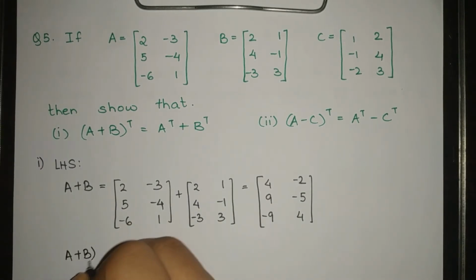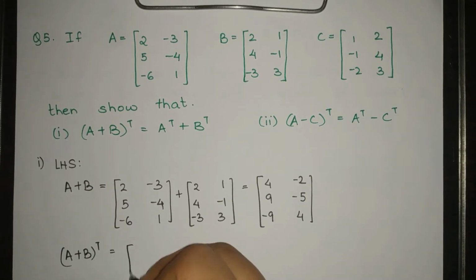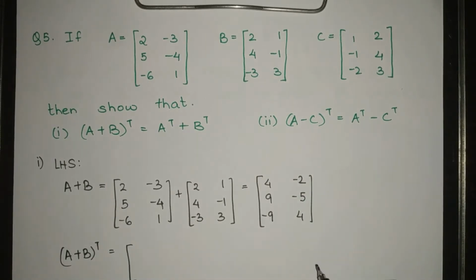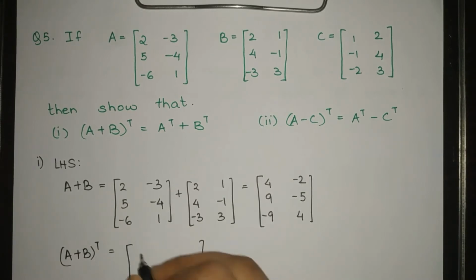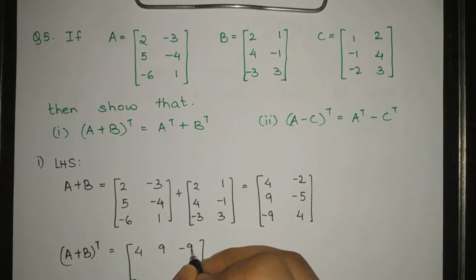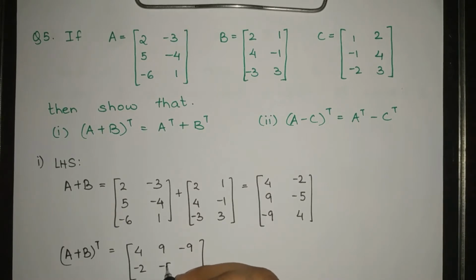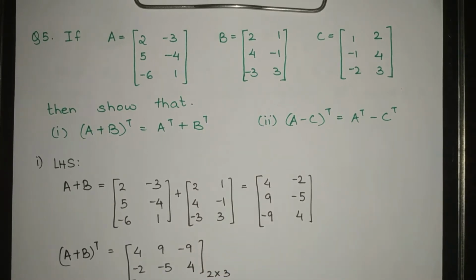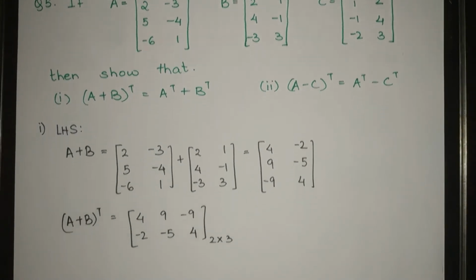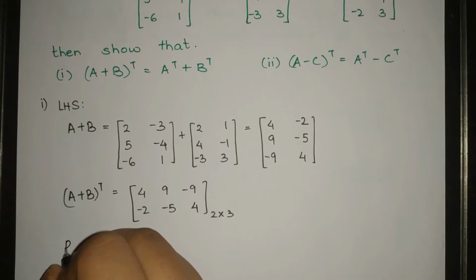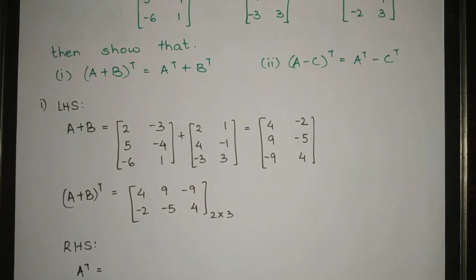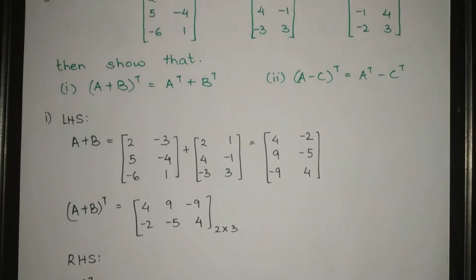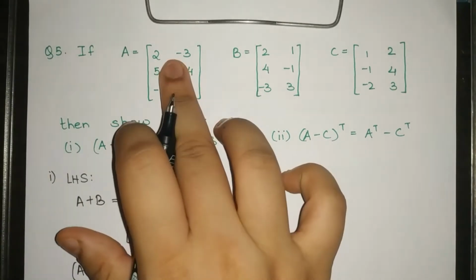So (A plus B) transpose is equal to, now this was a 3 cross 2 matrix, now it will become a 2 cross 3 matrix. Okay, so this becomes 4 9 minus 2 minus 5 and 4. Okay, this is the value for (A plus B) transpose. Now what do we have to do in the RHS? First we will have to find A transpose. So individually we will take the transpose of A first, so for that we have to take the transpose of this matrix.